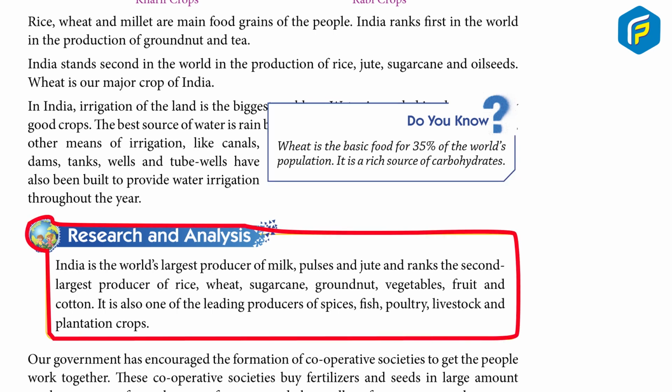Research and analysis. India is the world's largest producer of milk, pulses and jute and ranks second largest producer of rice, wheat, sugarcane, groundnut, vegetables, fruits and cotton. It is also one of the leading producers of spices, fish, poultry, livestock and plantation crops.